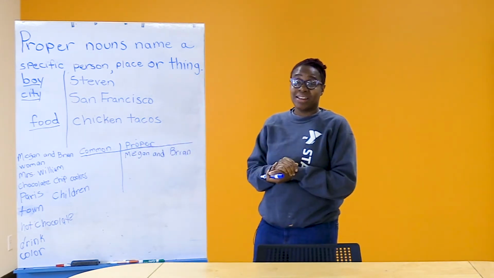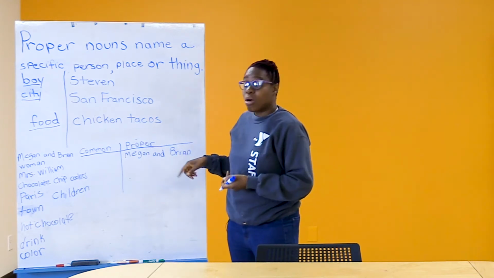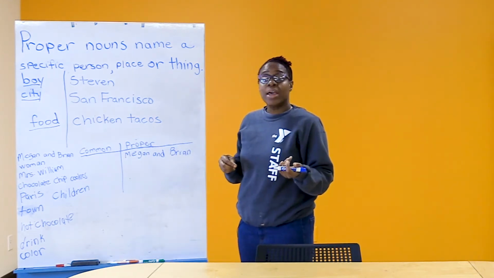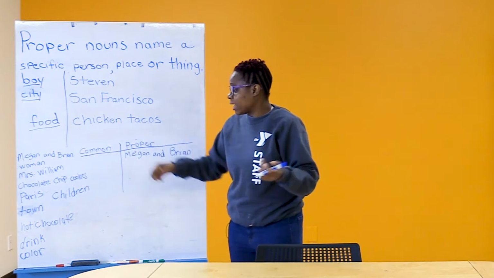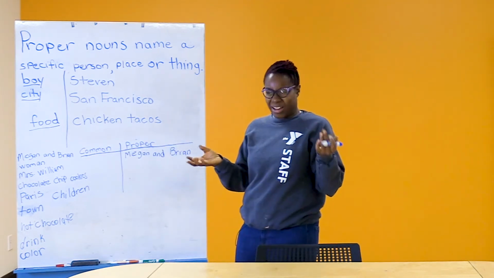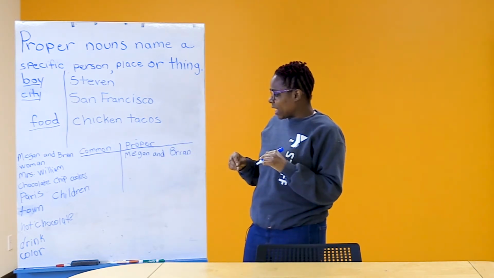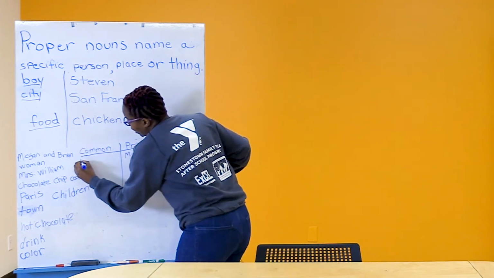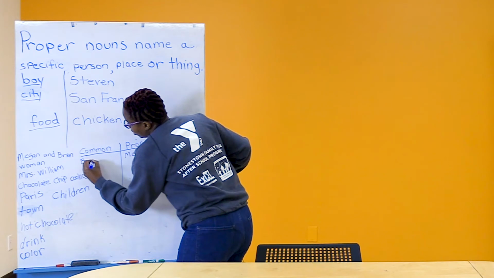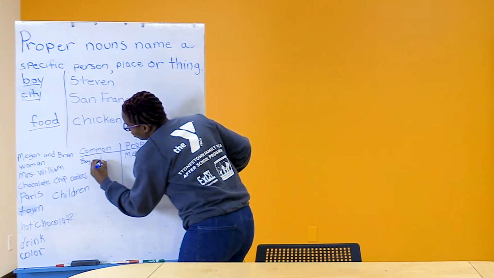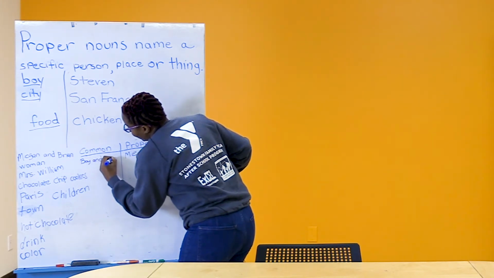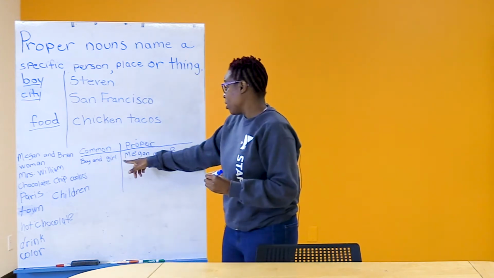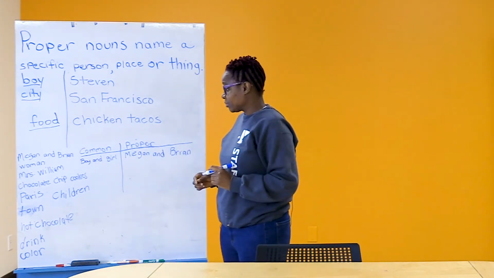Even though we decided that Megan and Brian are proper nouns, let's go ahead and put the common noun on the common noun side. I don't like to leave it hanging. So we can say boy and girl for Megan and Brian. Boy and girl, Megan and Brian.